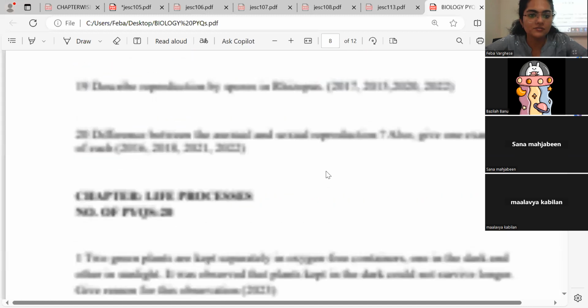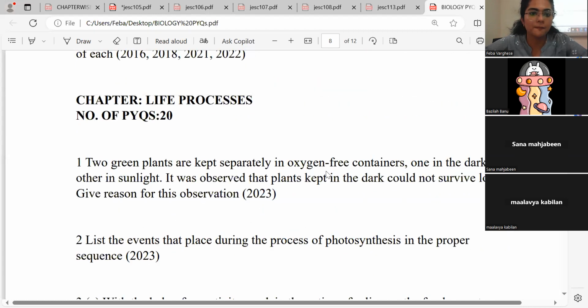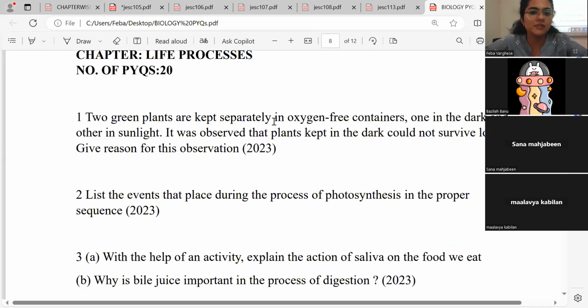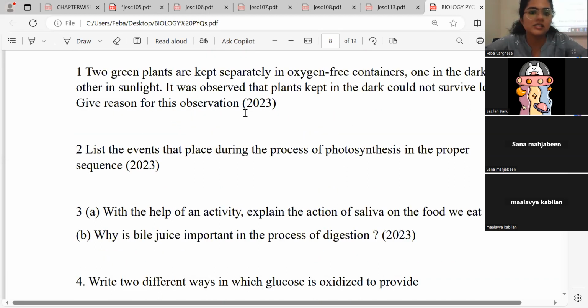Now about the life processes. Okay. We'll just go through some PYQs. Okay, some PYQs. 2 green plants are kept separately in oxygen-free containers, one in dark and other in sunlight. It was observed that the plants kept in dark could not survive longer. Give reason for this observation.